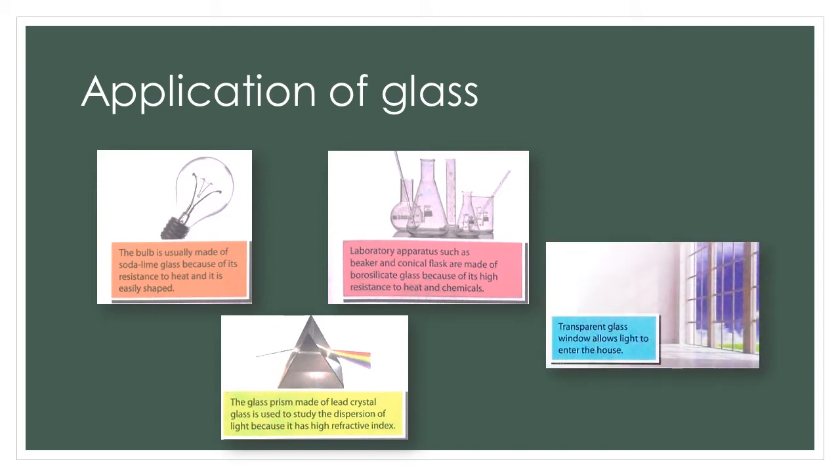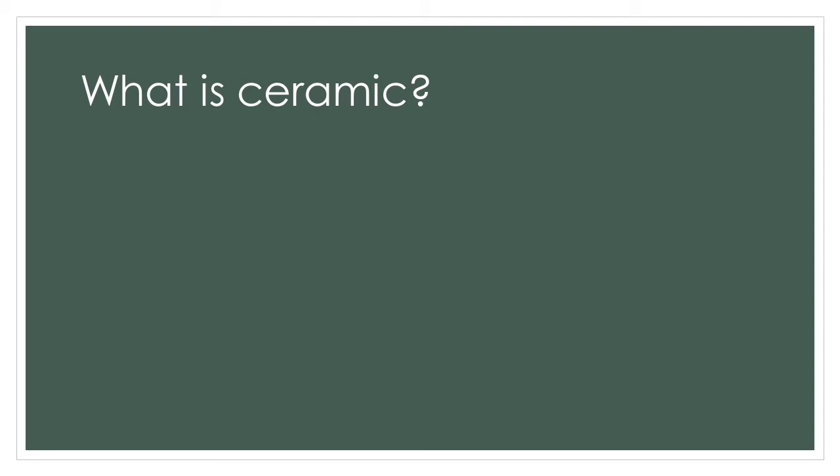And the other example of glass is transparent glass. A window allows light to enter the house. So this is another type of glass. So we have learned about the application of glass. Now we learn what is ceramic. Okay.